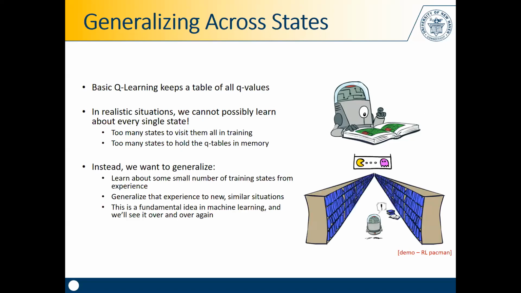The answer is generalization. We exploit generalizability in the environment and in the states. What do I mean by that? The agent can learn about some small number of training states from experience and then generalize that experience to new similar situations. This, as we will discuss later on in this course, is a fundamental idea in machine learning, and we'll see it over and over again, not just in AI. If you decide to learn more about machine learning, the entire idea is over there.